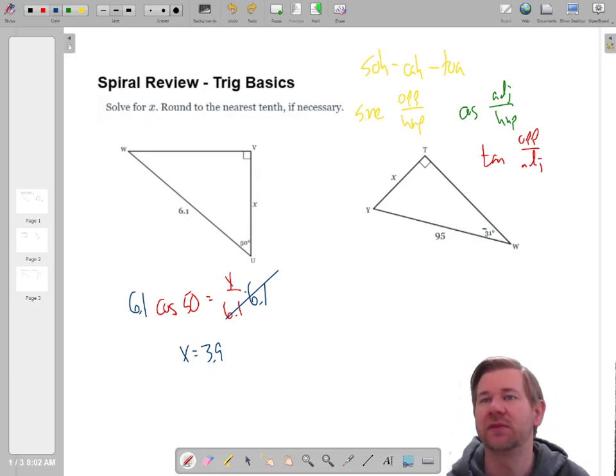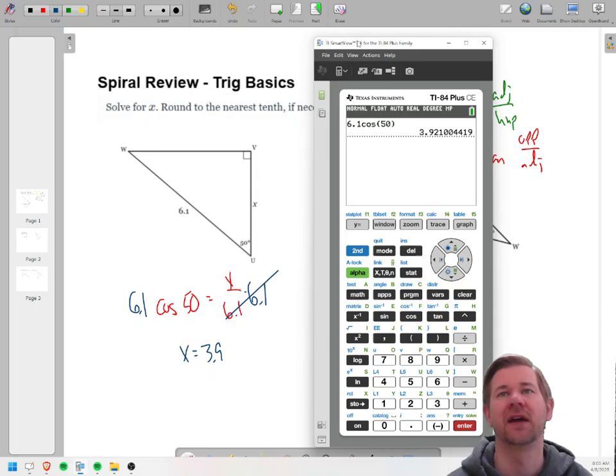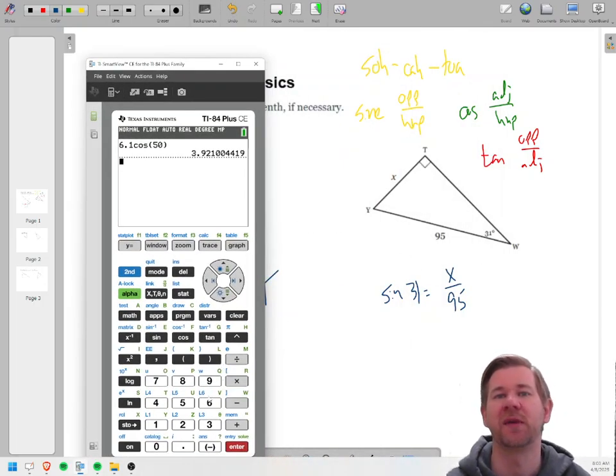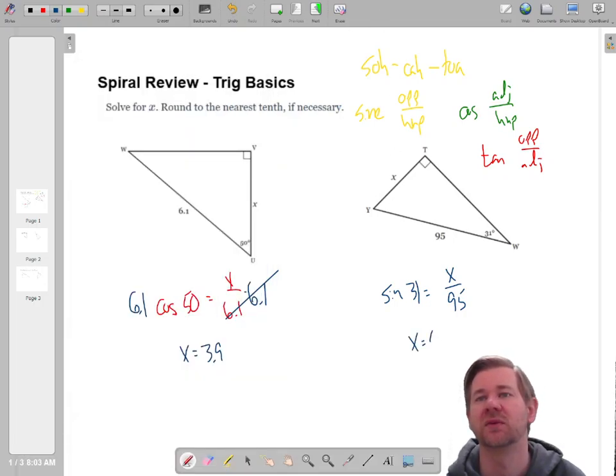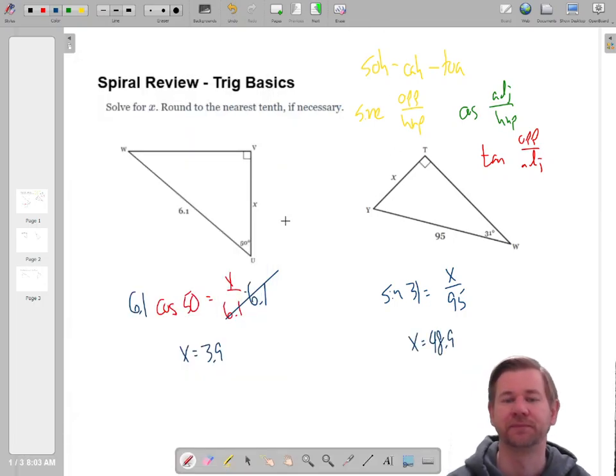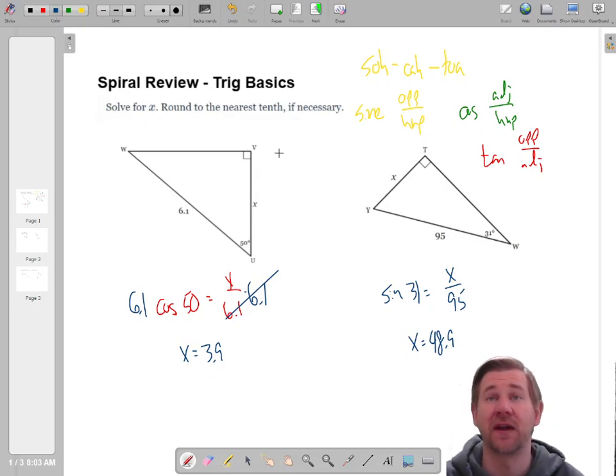For 31 degrees, we're looking at the side that is opposite. And then this is opposite 90, so this must be the hypotenuse. So opposite and hypotenuse is sine. The sine of 31 is x over 95. And like the other one, you're going to multiply both sides by 95. So 95 times the sine of 31 is 48.9. X equals 48.9. Cool. Okay. That's it for finding sides.